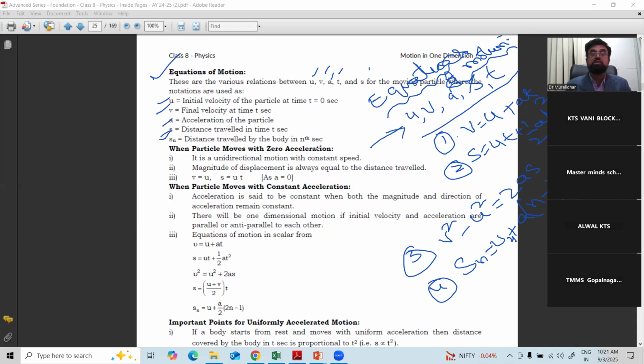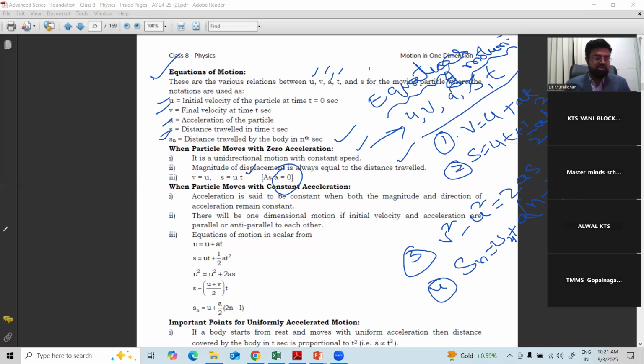When a particle moves with zero acceleration, there is no change in velocity, it is moving with uniform velocity. It's unidirectional motion with constant speed. The magnitude of displacement is always equal to distance traveled, and V is equal to U, S is equal to UT. As there is no acceleration, A becomes 0. When A becomes 0, S is equal to UT, because half AT square becomes 0. Simple logic.